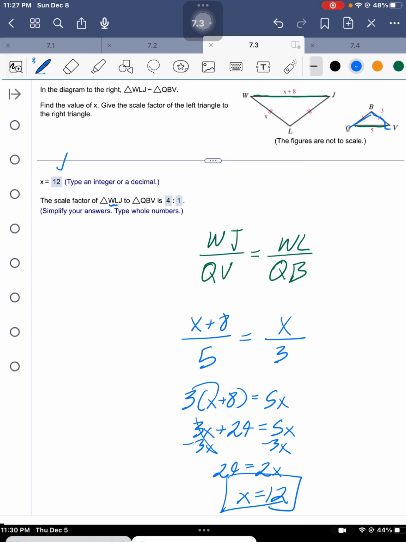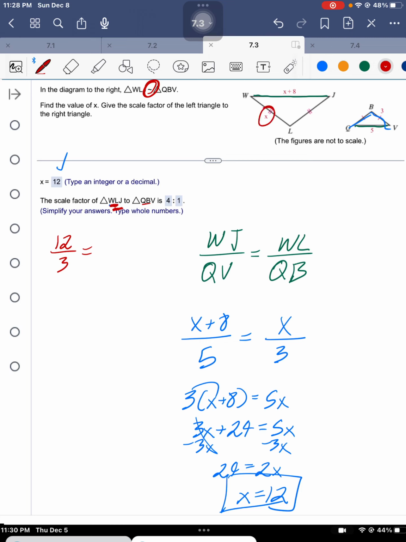Cool. So now I need to find the scale factor from this triangle to this triangle. So what is my WL now? Let's just do the first one. Let's not complicate our lives. What is WL? WL is x. What was x again? 12. Okay. What is QB? QB was 3. Now, because I know that they're similar, do I need to even put the other ratios? No, because they told me that it's similar. So I know that the other ratios are also going to be 12 over 3. Understand? But if you guys want me to do it, that's fine.